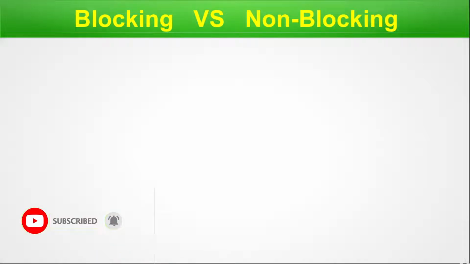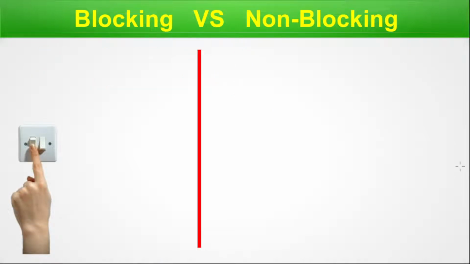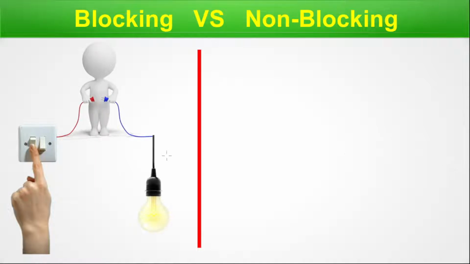Blocking versus non-blocking assignments. Here in this slide, we will use infographics to draw a straight difference inside your mind about the blocking and the non-blocking assignment. So here is our separator. On the left hand side, we will have the blocking example, and on the right hand side, we will have the non-blocking example. So here you have a picture of a switch you are turning on, and you have connected a wire to a light. In this picture, this signifies the blocking assignment.